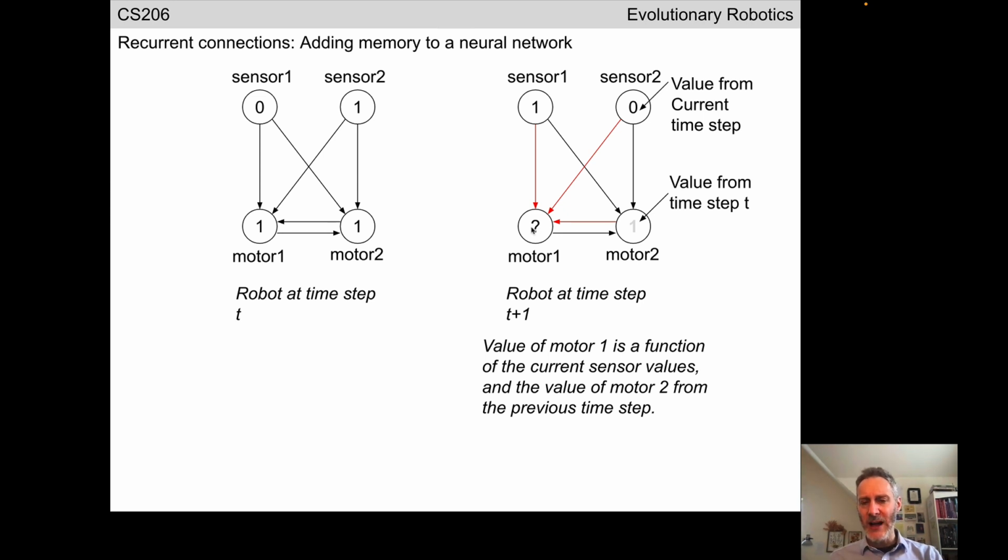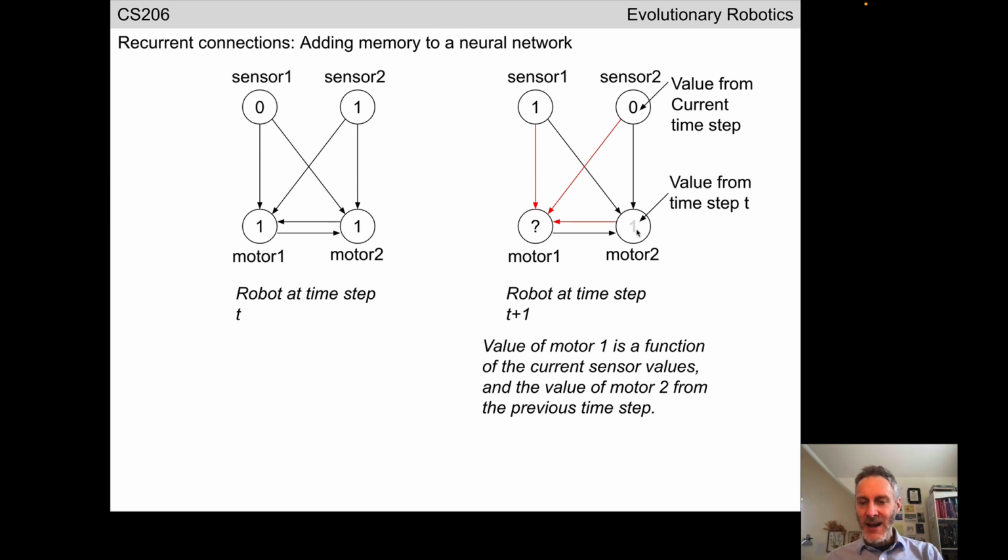We need to compute the value first of the first motor neuron here. We see that we have 3 incoming synaptic weights, 3 incoming synapses. So we take this value here, multiply it by this weight. We take this value, multiply it by this weight.